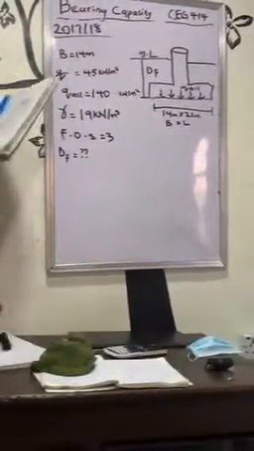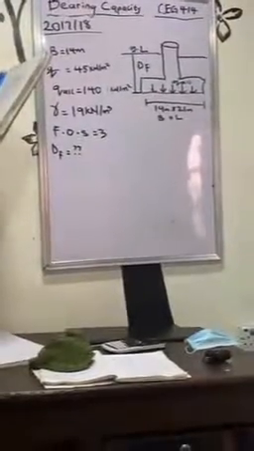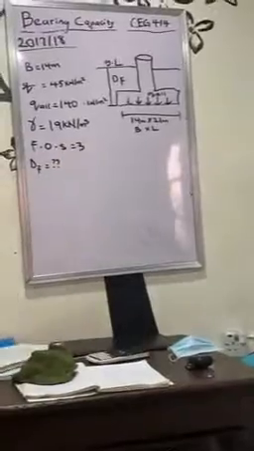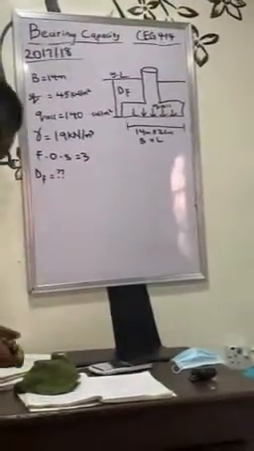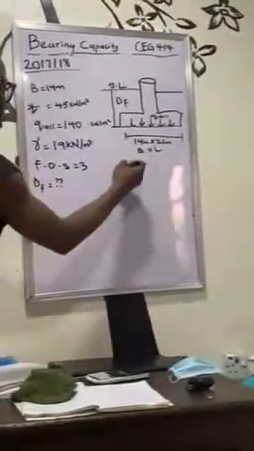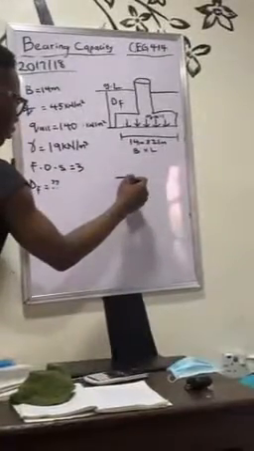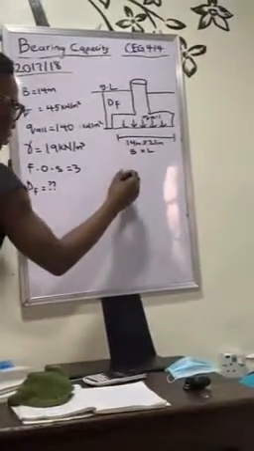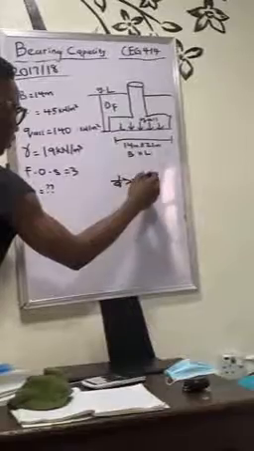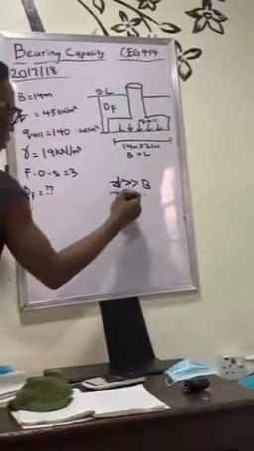At what depth should the bottom of the raft be placed to provide a factor of safety of 3 against shear failure? Here we have no information on the level of water table, so we just assume that the water table is at a great depth, that is D is far greater than B, which means no effect on our general shear failure formula.